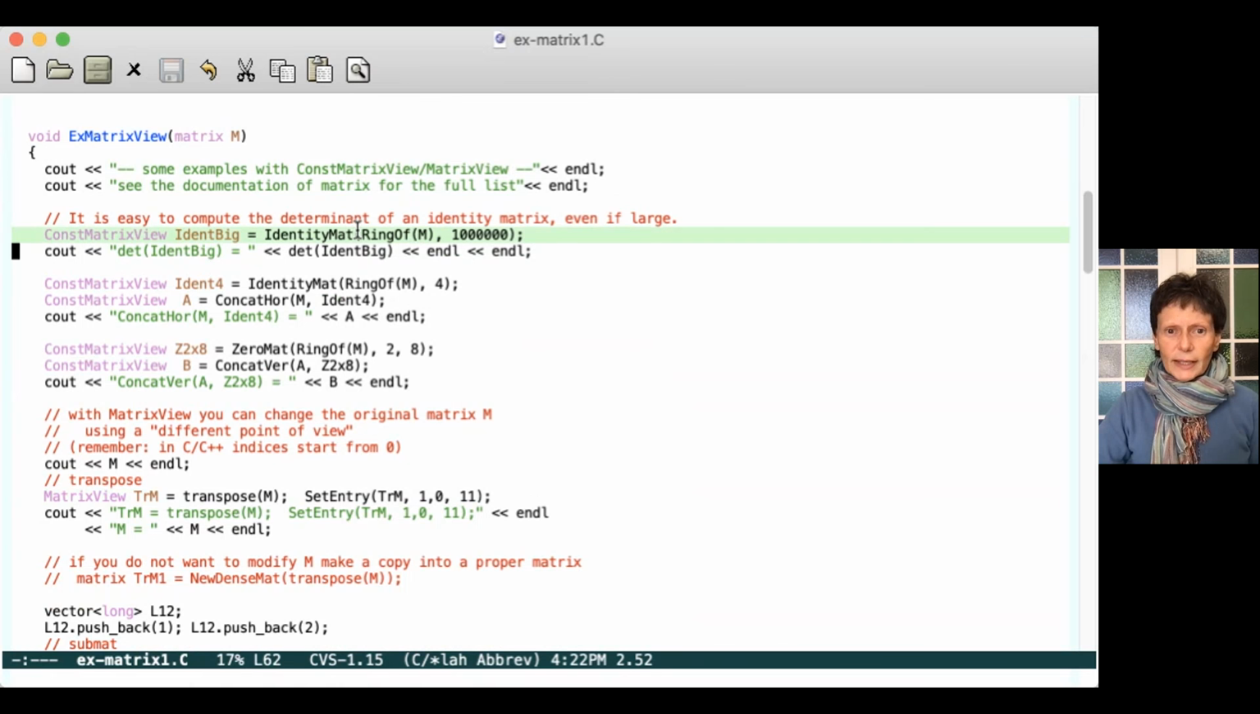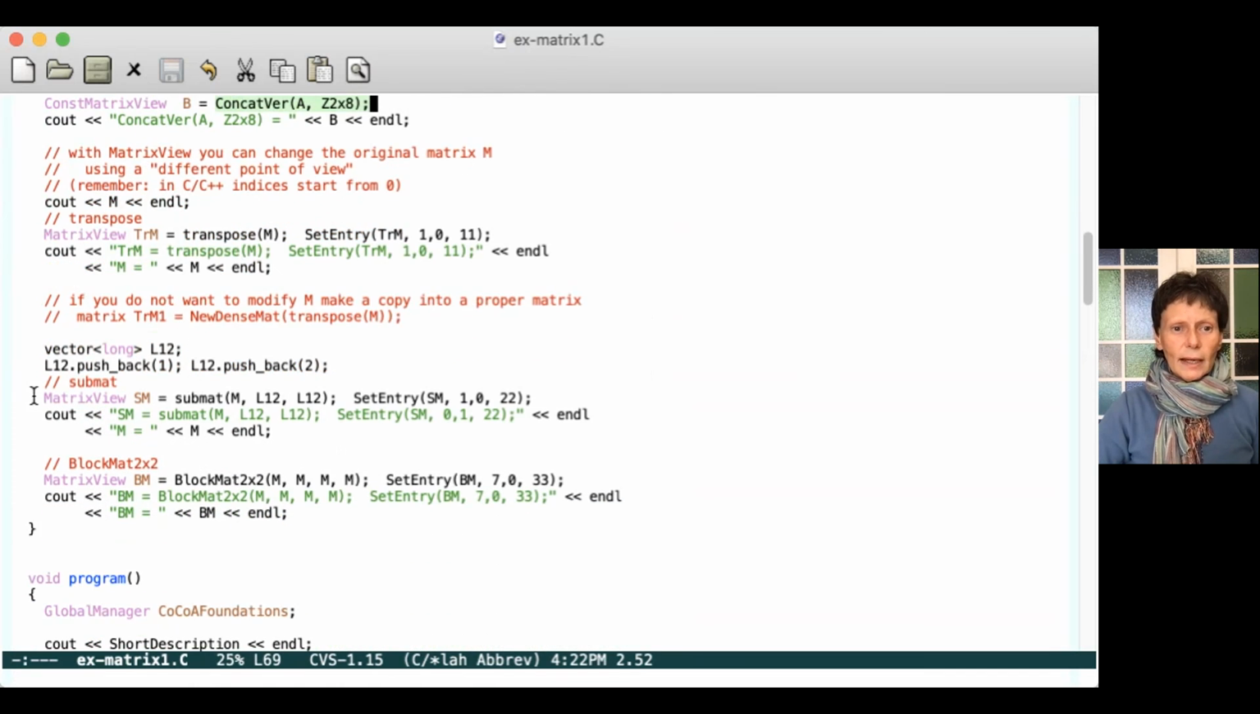So we have here this huge identity matrix. Here we have a normal identity matrix, and then we can do these operations. You see, I create a new matrix which is the concatenation of the starting matrix and this identity matrix of size 4. This is interesting because you might want to create matrices in this way, adding blocks of the matrix. This instead concatenates vertically, one on top and one below.